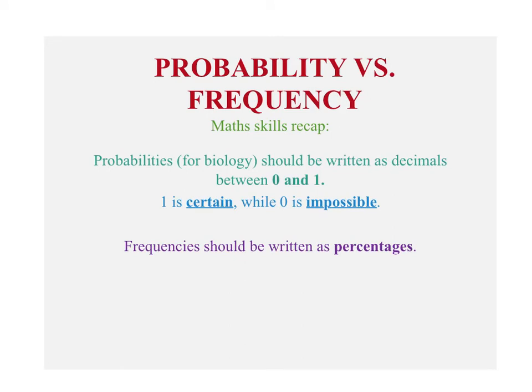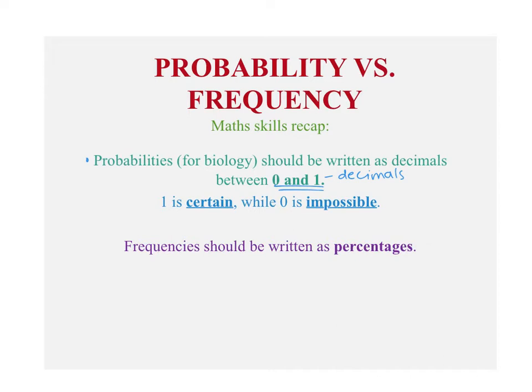Before we go further in this lesson, we're going to have a look over this probability and frequency stuff again. So probabilities should be between 0 and 1. We said this at the beginning. You can have decimals, that is fine. And in terms of probability, 1 is absolutely certain. It's 100% going to happen. There's no chance that it won't happen. Whereas 0 is impossible. It's definitely not, under any circumstances, going to happen.